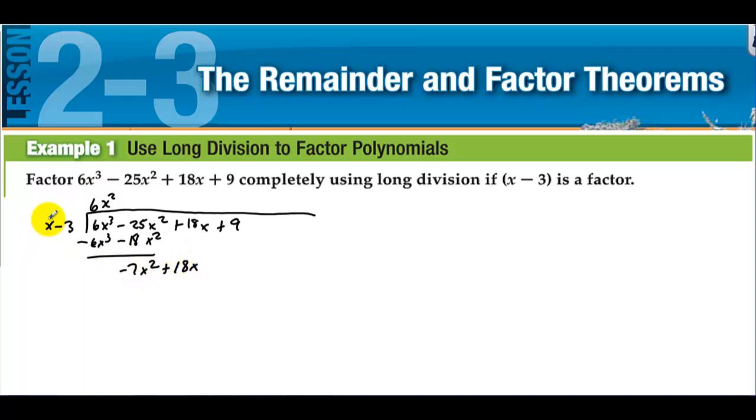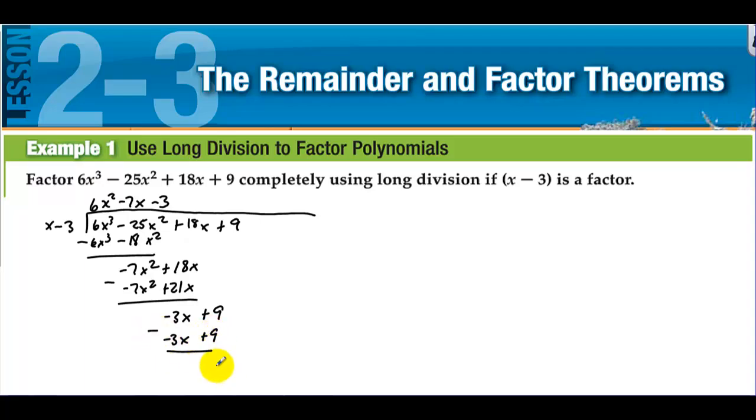Well, now what do we multiply times x to get negative 7x squared? Well, negative 7x. So negative 7 times x is negative 7x squared, and then we multiply negative 7x times negative 3, and we get plus 21x. Well, in long division, we always subtract. 18 minus 21, that's negative 3x, and then plus 9. Well, what do we multiply times x to get negative 3x? Well, negative 3. So negative 3 times x is negative 3x, and then we have plus 9.